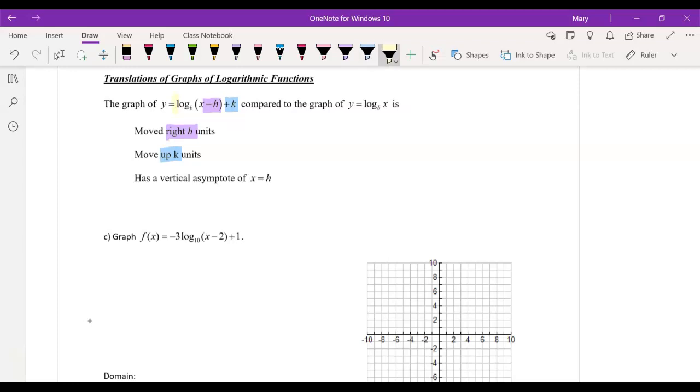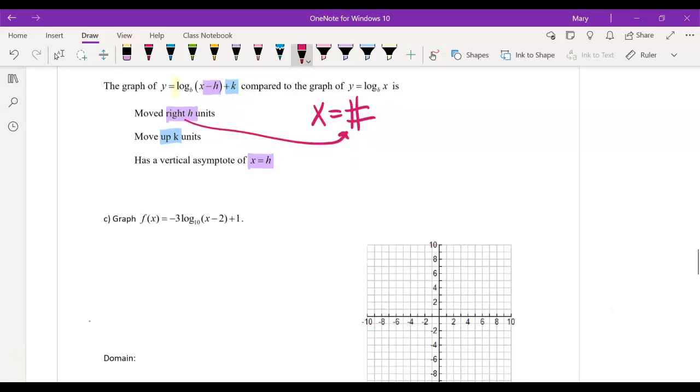But the biggest thing here to note is normally your asymptote is x equals 0. So you know it's going to be x equals some number. But for logarithms, what changes your vertical asymptote is your left and right shift. So whatever you're moving left and right, that is where your asymptote is going to be.